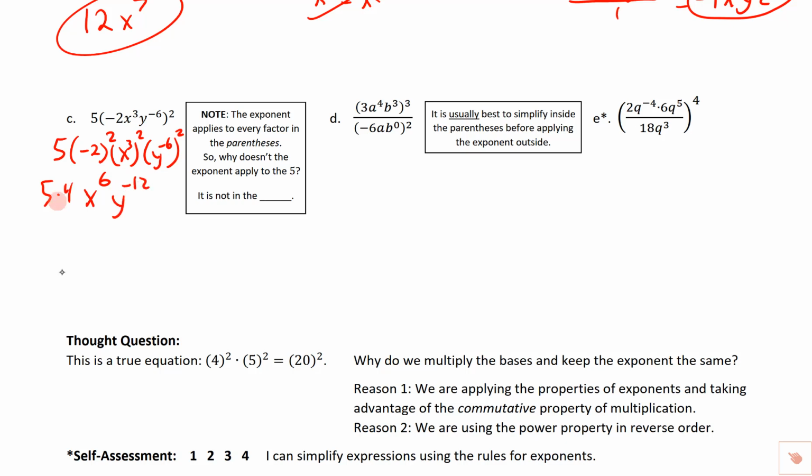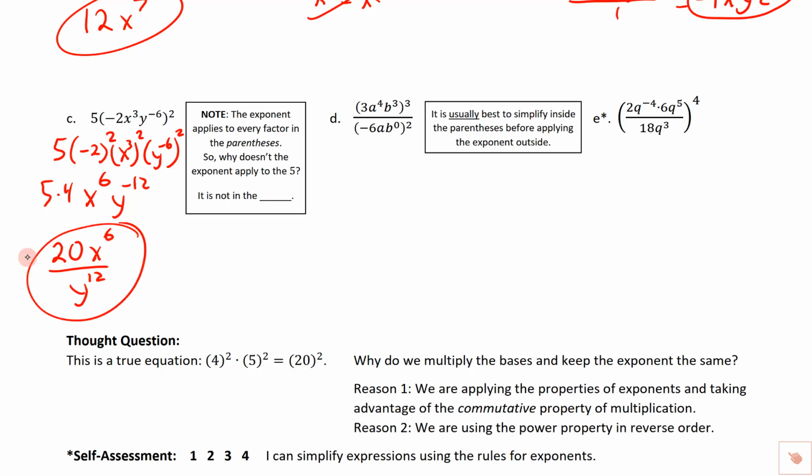We can simplify this number right here, so that's going to be a 20. x to the 6th is totally fine, but we don't want to write a negative exponent on this one, so we're going to move that in the denominator, and we're going to end up with a y to the 12th in the denominator. So this is probably the best way to write this one.